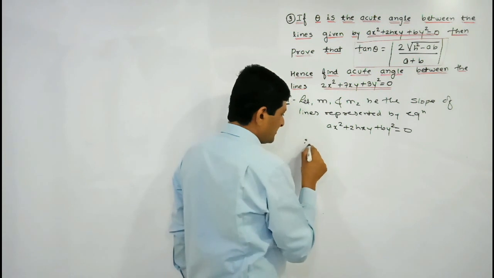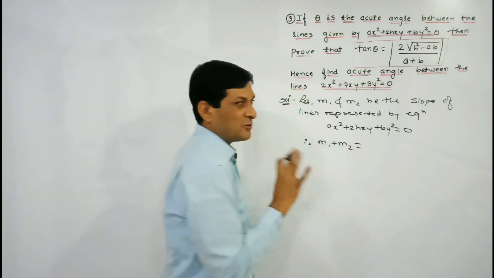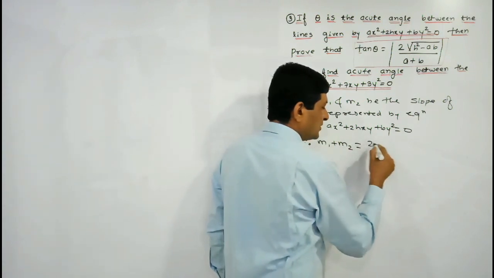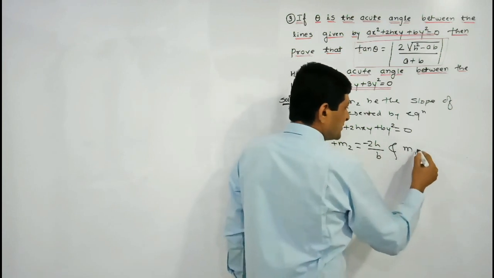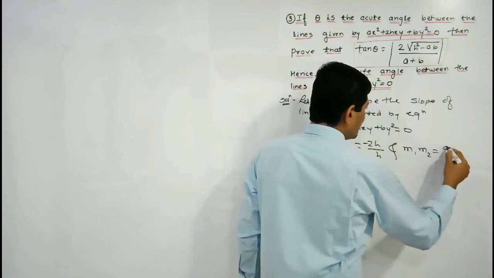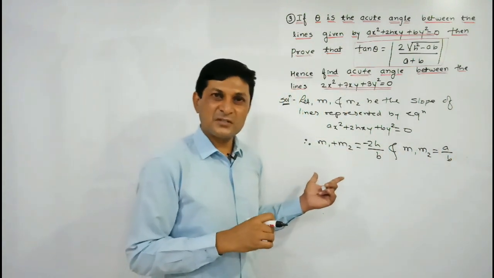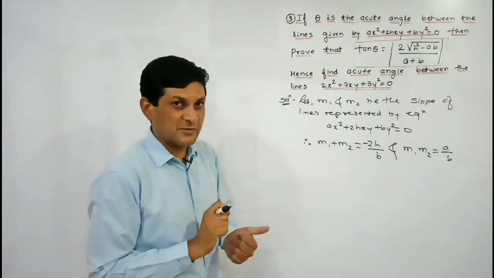So therefore we know that if m1 and m2 are the slopes of the lines represented by the homogeneous equation, then the sum of slopes is equal to minus 2h upon b, and the product of slopes, m1 into m2, is equal to a upon b. These results we already know, which are related with the sum of slopes and product of slopes of the lines represented by the homogeneous equation.